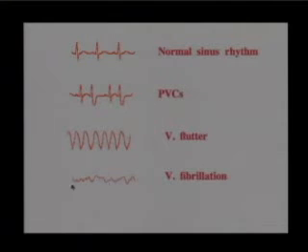What's the cardiac output in ventricular fibrillation? Nothing. Essentially nothing. So, is ventricular fibrillation immediately life-threatening? Yes. Ventricular fibrillation is immediately life-threatening. You've got 4 to 6 minutes till brain death occurs. And this is when we have to defibrillate the patient.